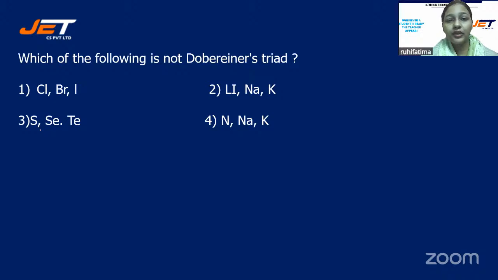Which of the following is not Dobereiner's triad? Option number one, Cl, Br, I. Option number two, Li, Na, or K. Option number three, S, Se, and Te. Option number four, N, Na, and K. Hurry up.